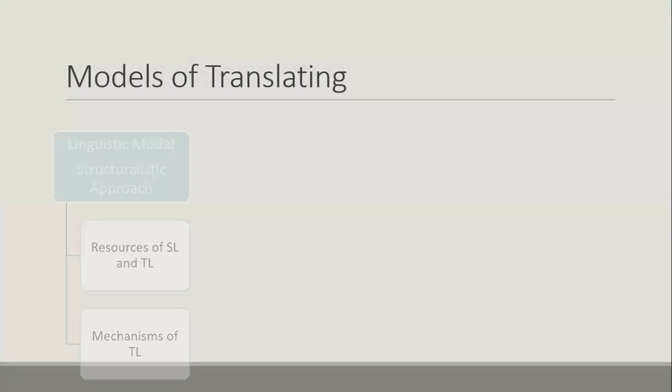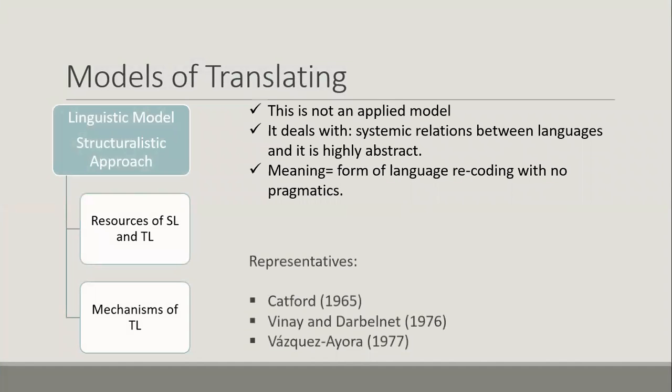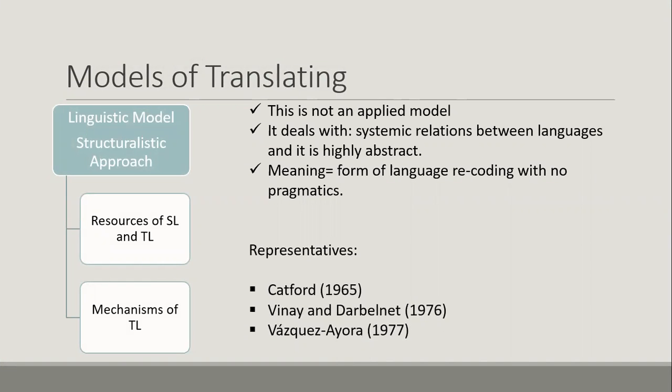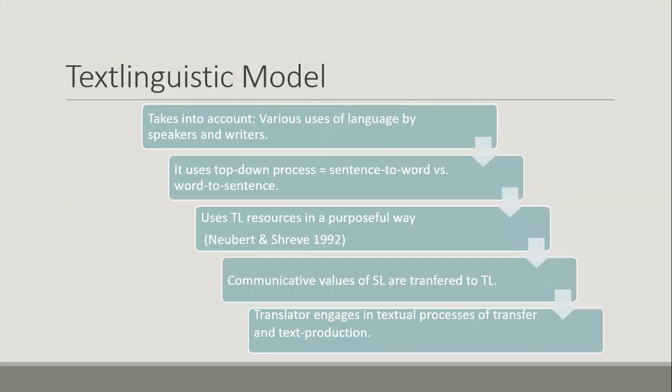There are different models of translation, which I will present. For example, the first one is the linguistic model from the structuralistic approach. This focuses on resources of the source language and target language and mechanisms of the target language. So it's very important to pay attention to these two aspects of translation because we need to know what the source language has, or what resources it uses, and how to change them so that they fit the mechanisms of the target language. The text-linguistic model takes into account various uses of language by speakers and writers.